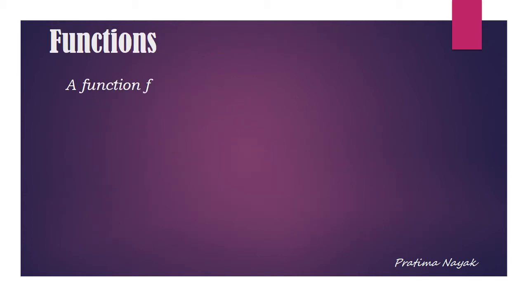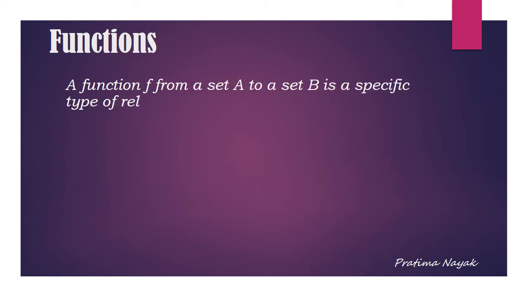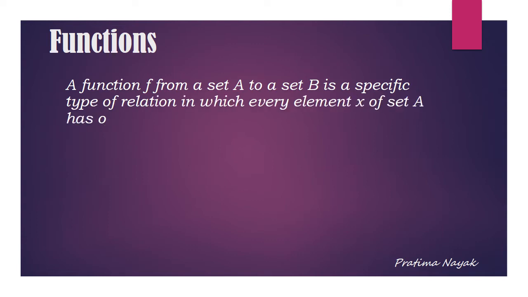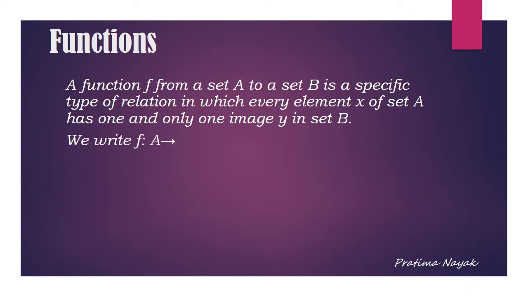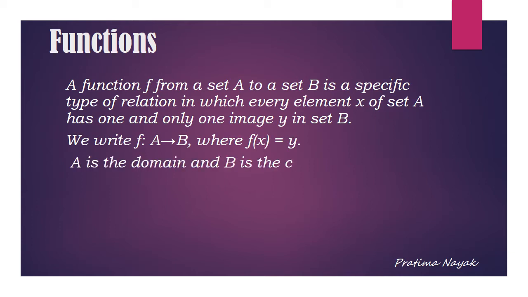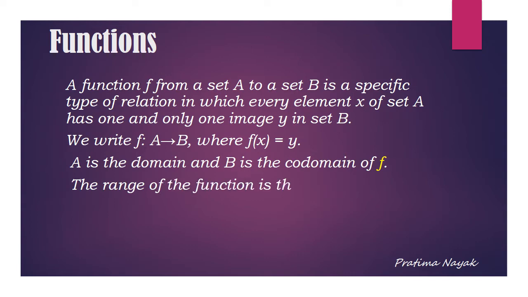So let us see what is function. A function f from a set A to a set B is a specific type of relation in which every element x of set A has one and only one image y in set B. We write a function is defined from A to B where f of x is equal to y. Set A is the domain and set B is the codomain of the function. The range of the function is the set of images.